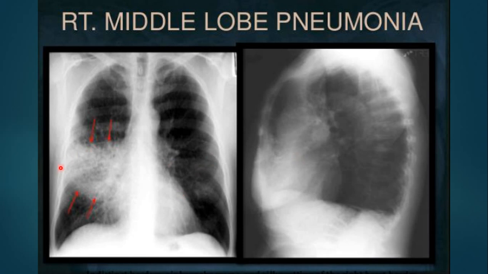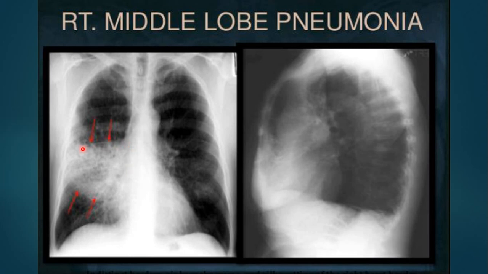There is an opacity, almost homogeneous, a little bit heterogeneous, seen in the right middle lung zone that is silhouetting the right heart border. I cannot see the right heart border. Why is that? Because this opacity is in contact with the right heart border, indicating that this lesion is in what lobe of the lung? This is in the right middle lung lobe because it's in contact with the right side of the heart.